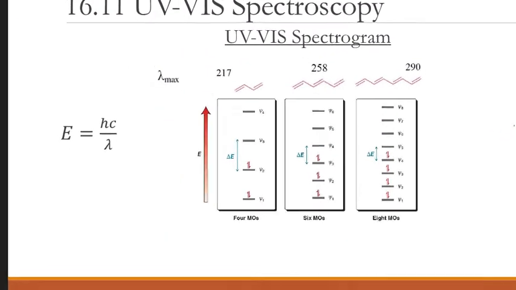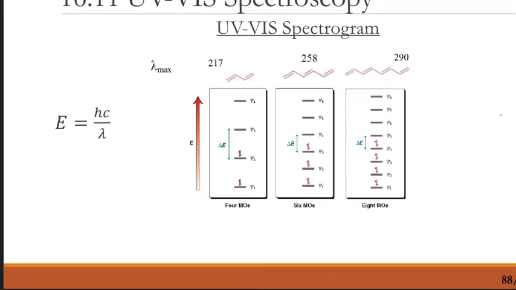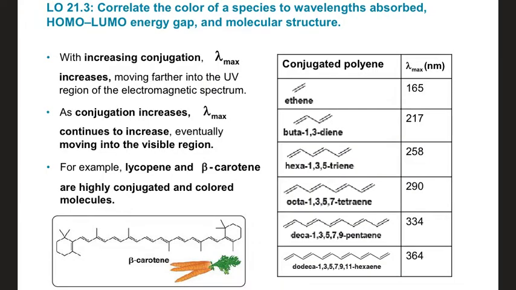Now we look at this picture, and we've got buta-1,3-diene, we've got hexa-1,3,5-triene, then there'd be octa-1,3,5,7-tetraene at the far right, and you see that it's at 290 nanometers. That one will be in the UVB part of the spectrum where it absorbs light. With increasing conjugation, lambda max increases, moving farther into the UV region, really meaning closer to the visible region.